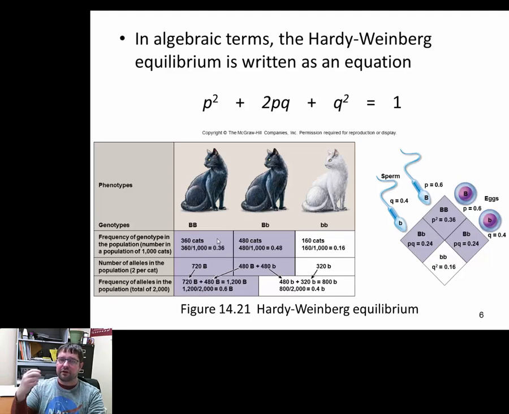Okay? But nonetheless, it allows researchers to figure out, well, if I know what the frequency of homozygote dominant, heterozygote, and homozygote recessive was in year 1, and I come back 5 years later and I calculate it, have they changed? Have they significantly changed? Okay? If they have, then evolution took place. If they have not, then that population is at Hardy-Weinberg equilibrium and evolution didn't occur.